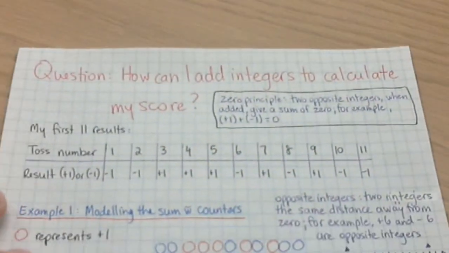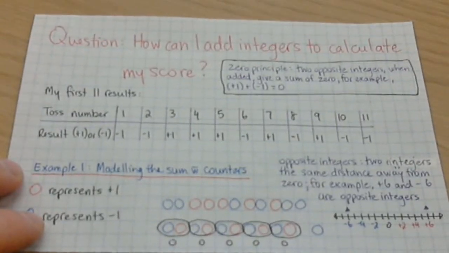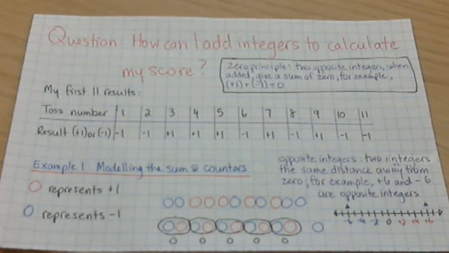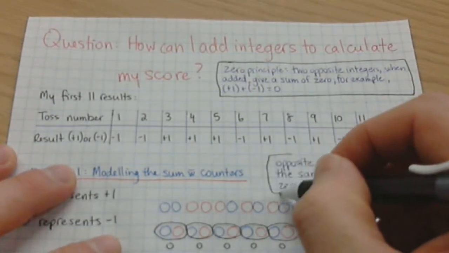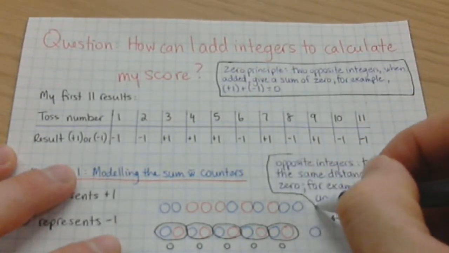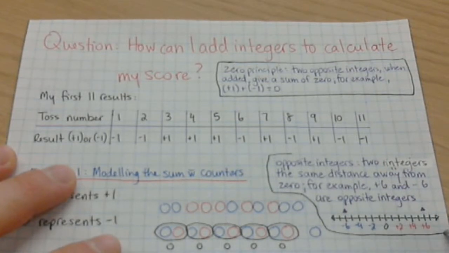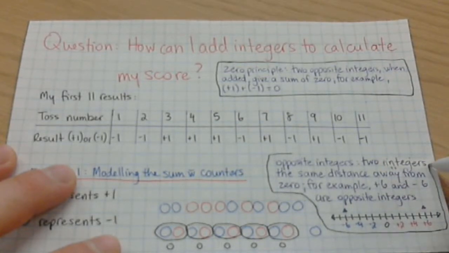So I carried out the experiment, and I thought I would share with you my first 11 results. My question is: how can I add integers to calculate my score? It might be helpful to have a couple of definitions before I carry on. The first one is the zero principle.